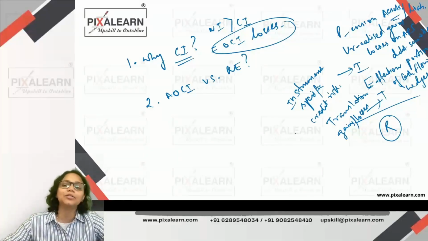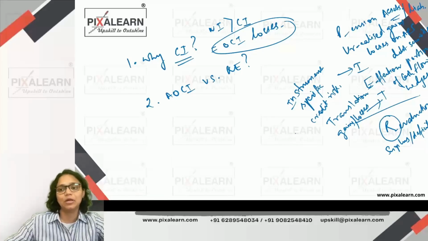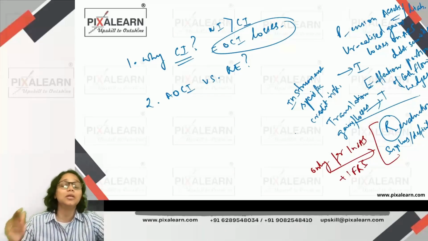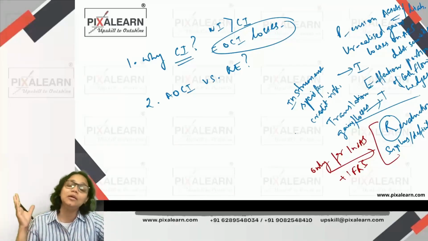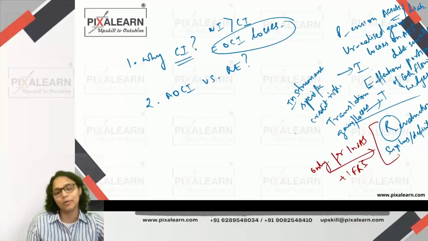And of course, R is revaluation gains or losses. So we call it revaluation surpluses or deficits. But this is applicable only for Ind AS and IFRS. So these are the only reasons, guys, okay? These are the only areas where you are allowed to make the adjustments only through the balance sheet, not routed through the P&L account.